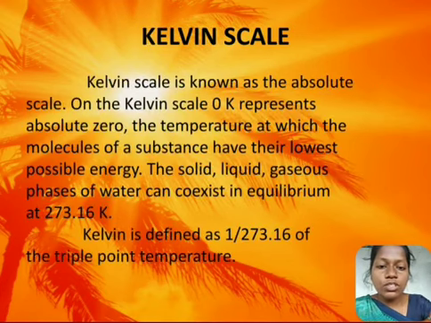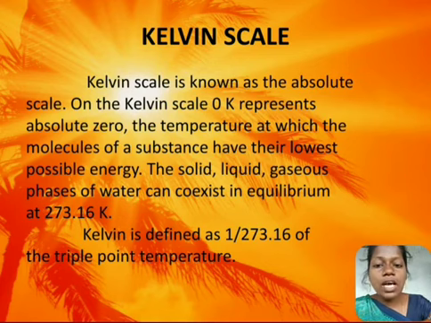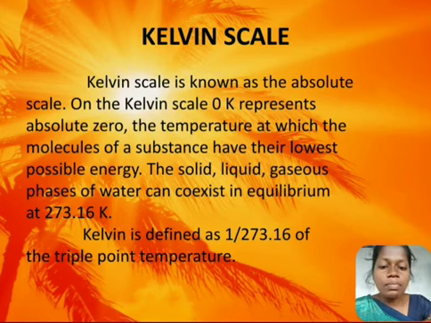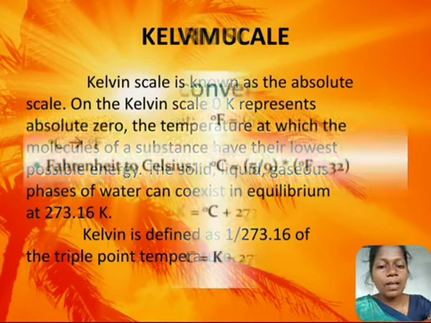Kelvin scale is also known as the absolute scale. On the Kelvin scale, 0 K represents absolute zero, the temperature at which the molecules of a substance have their lowest possible energy. The solid, liquid, and gas phases of water can coexist in equilibrium at 273.16 Kelvin. Kelvin is defined as 1 divided by 273.16 of the triple point temperature.